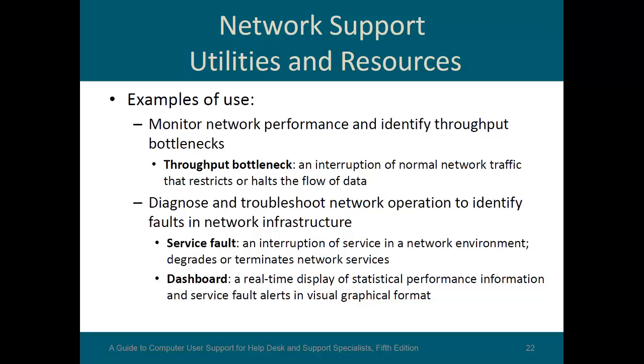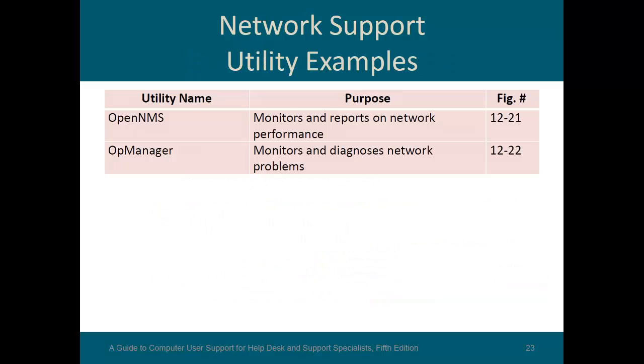Network support utilities. Examples would be throughput bottlenecks and interruption of normal network traffic. So you find out where the bottleneck is. Diagnose and troubleshoot network operation to identify faults in network infrastructure. Service faults and dashboard. Service faults, an interruption of service in a network environment, degrades or terminates network services. Dashboard, a real-time display of statistical performance information in a graphical format, is very handy. There's also command line ones as well. A couple out there, OpenNMS, Op Manager, and of course there's lots more out there as well.